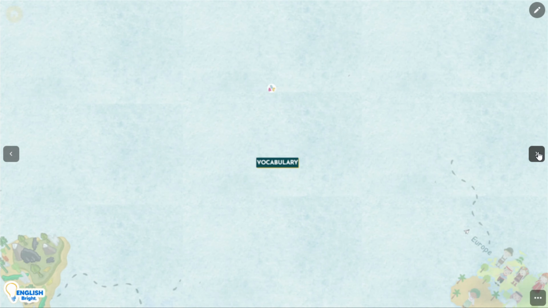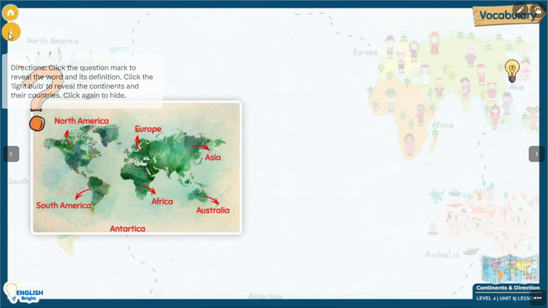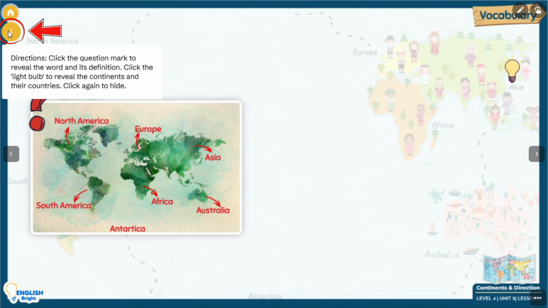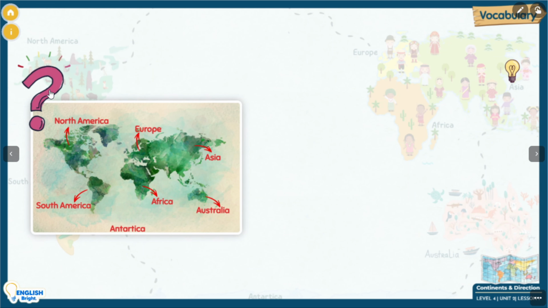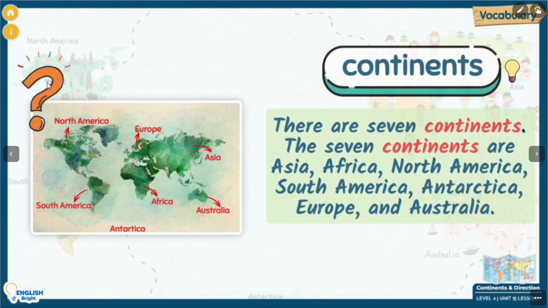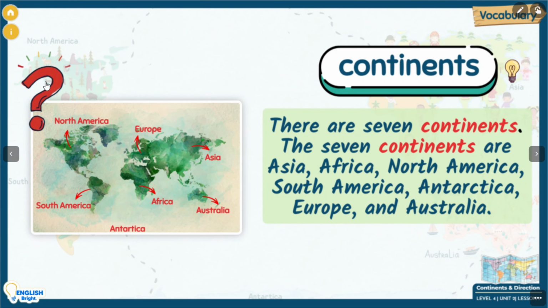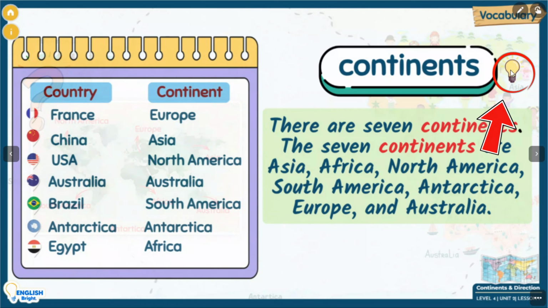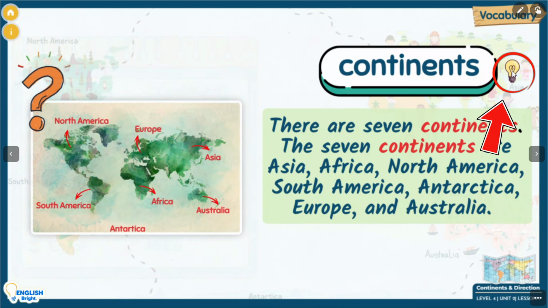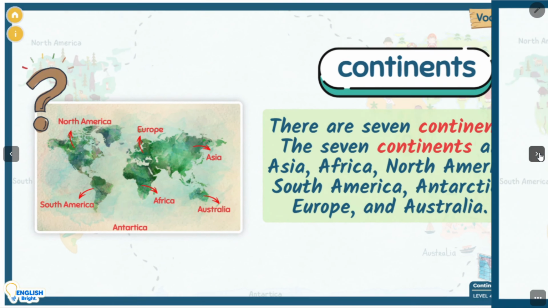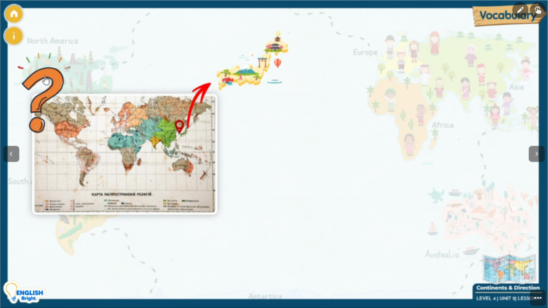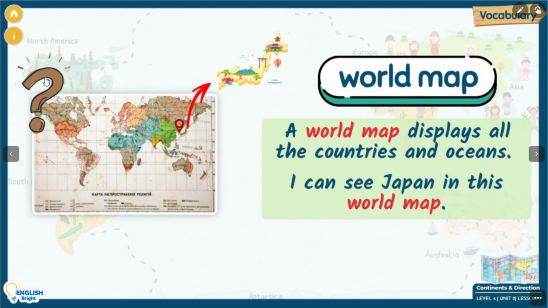For the vocabulary slide, there is a tooltip button that provides guidance on navigating the page. As instructed, click the question mark icon to reveal the word and its definition. Next, click the light bulb icon to view additional information. To avoid overlapping, click the icon again to hide the content before moving on. Repeat this process for all the vocabulary words.